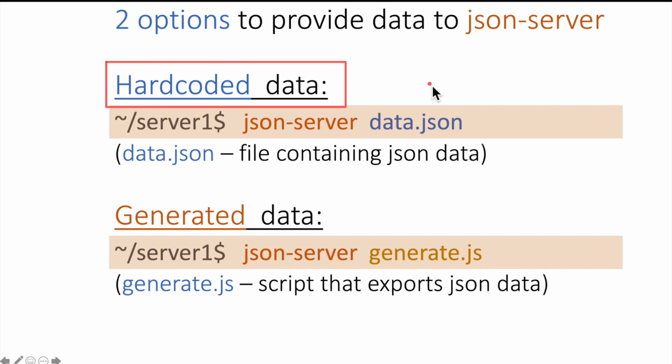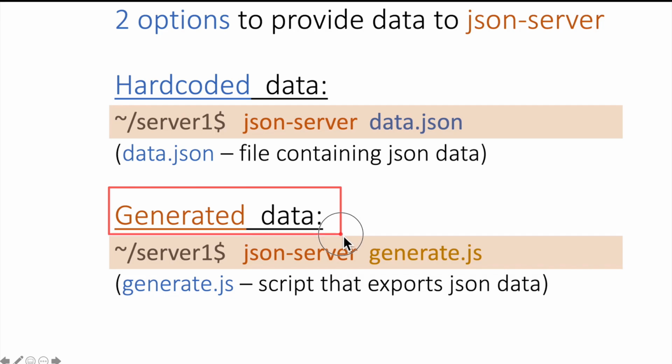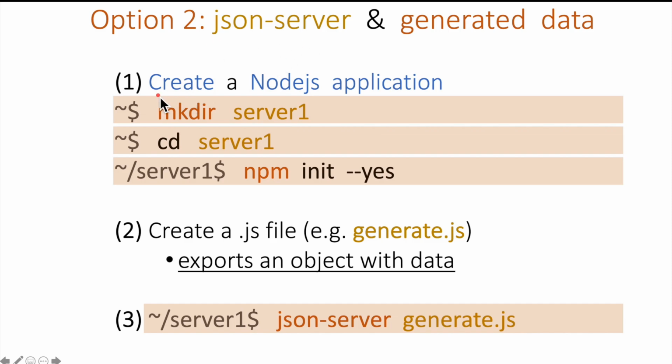Till now we have been discussing JSON server using hard-coded data. Now let us discuss how to pass generated data to JSON server. We'll create a script called generate.js, and we'll pass that to JSON server. In order to do that, we need to create a Node.js application. So we have to create a new folder, and then from within that folder, we have to type npm init. This will create a package.json file and make that folder a Node.js application. If we pass this --yes flag, then the Node.js application will be created with the default settings.